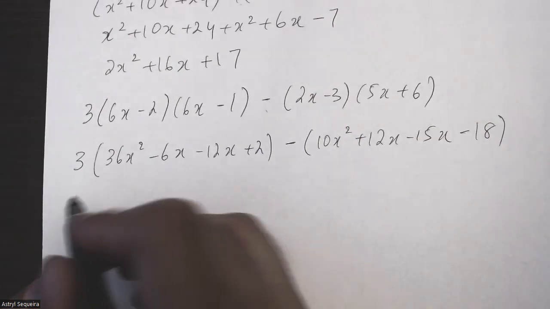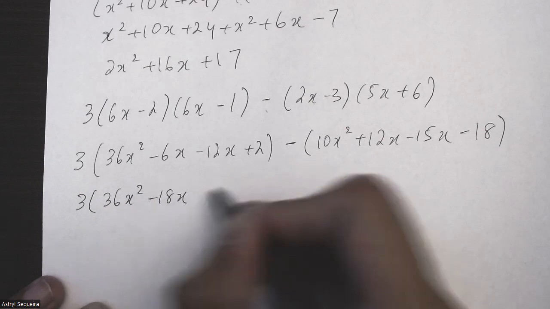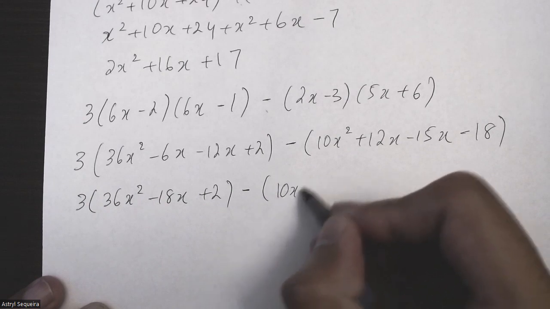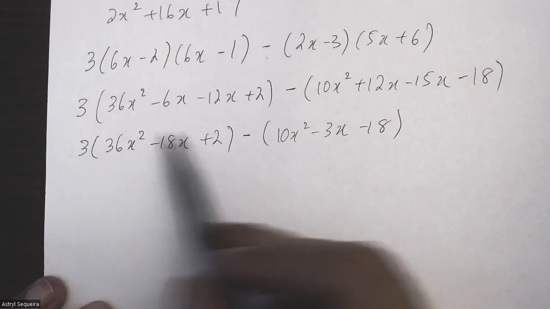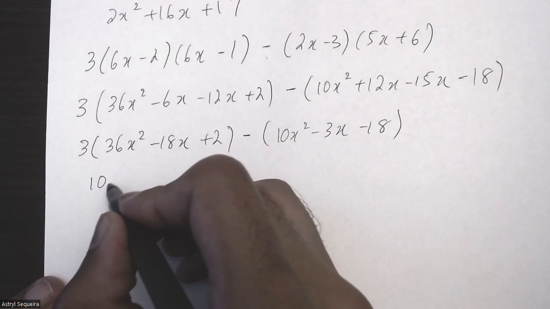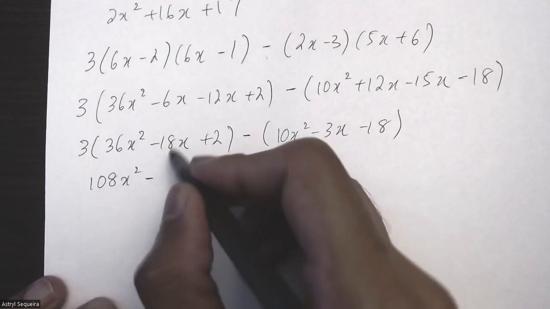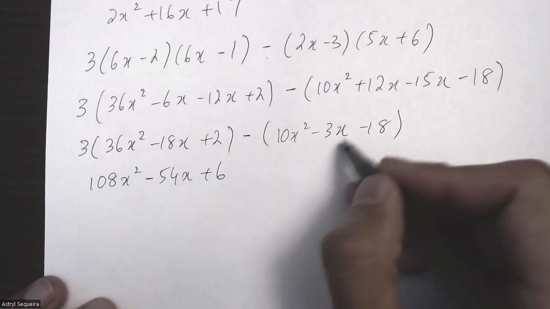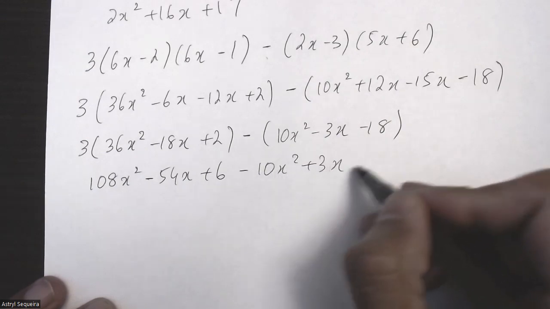Then I want to combine my like terms inside the brackets. So 36x squared minus 18x plus 2 minus (10x squared minus 3x minus 18). And then I want to distribute my constants outside into the brackets. So 3 times 36 is 108, I believe, x squared minus 18 times 3 is 54x plus 6. I'm going to distribute this negative to all 3 terms. The negative 10x squared plus 3x plus 18.